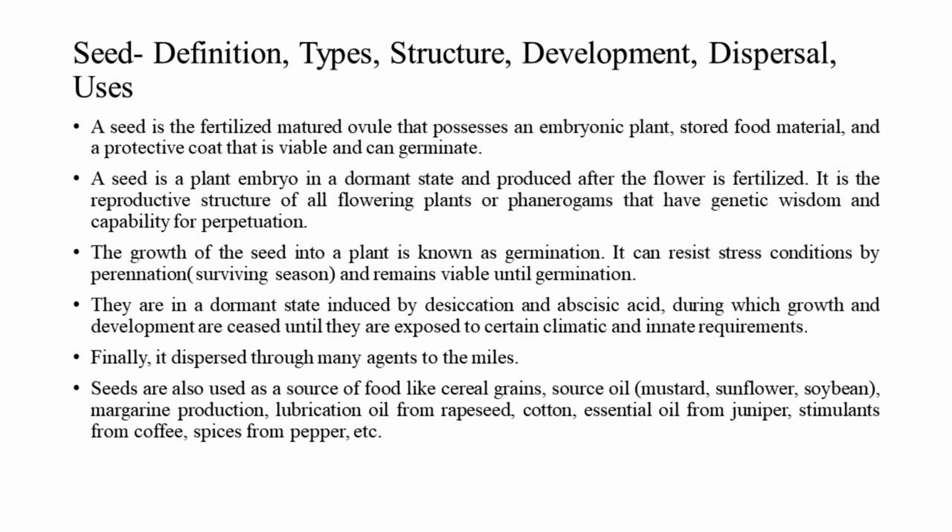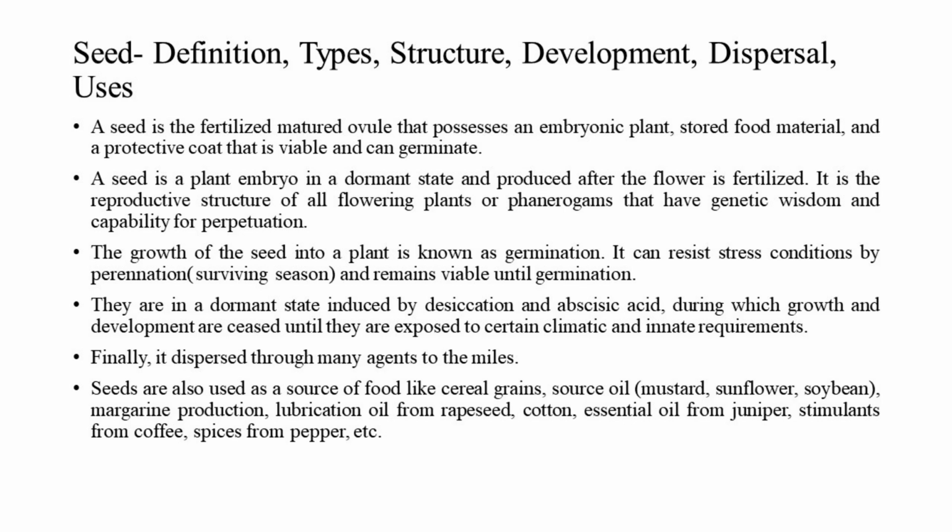Seed definition, types, structure, development, dispersal, uses. A seed is the fertilized matured ovule that possesses an embryonic plant, stored food material, and a protective coat that is viable and can germinate. A seed is a plant embryo in a dormant state and produced after the flower is fertilized.